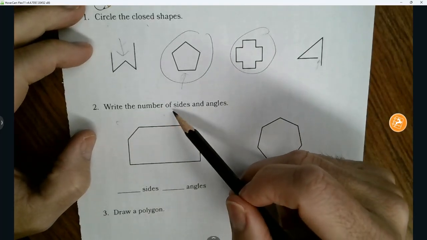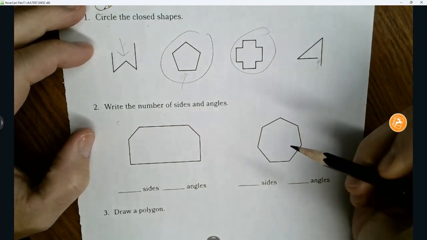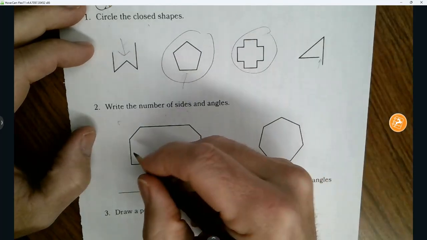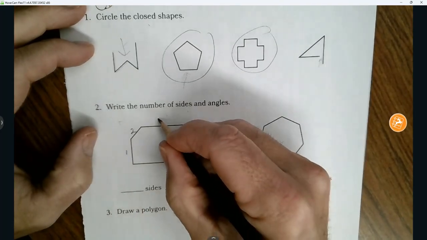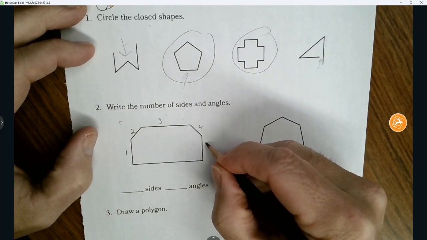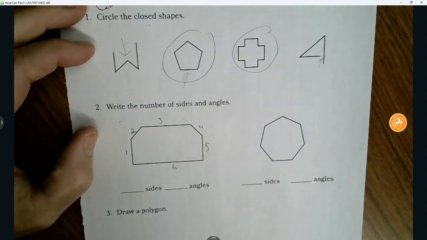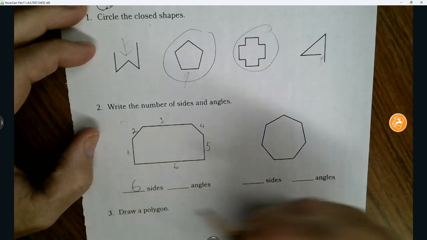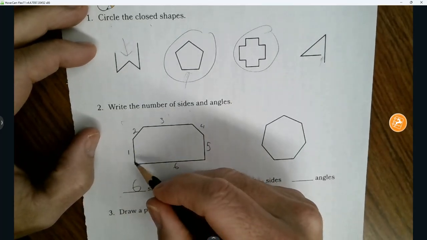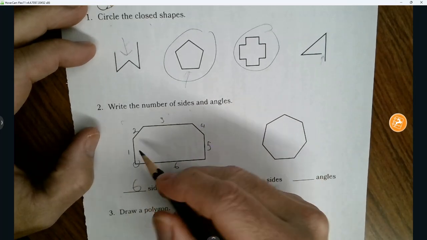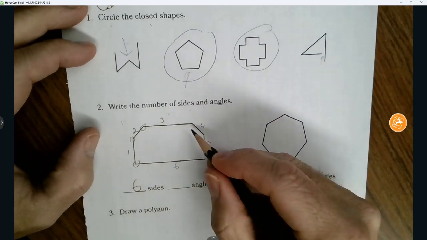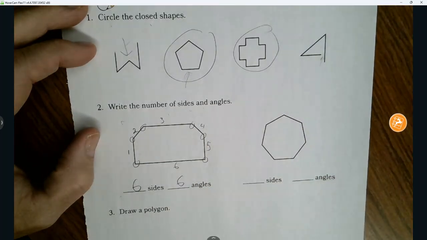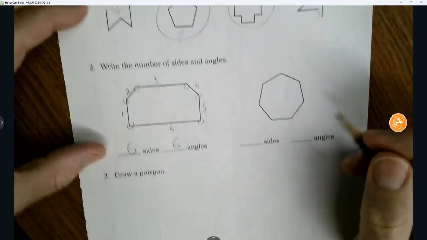Write the numbers of sides and angles. The easiest way for me to do this is 1, 2, 3, 4, 5, 6. I just count every one going around there. So I have 6 sides. And angles are all the corners, right? So we have 1, 2, 3, 4, 5, 6. Use that one to help you over here.